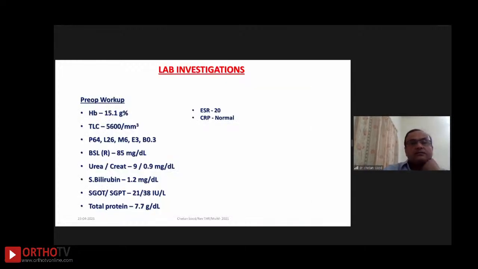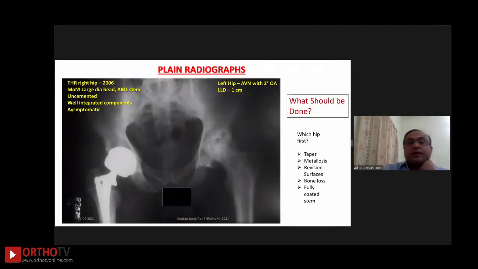What all his investigations are: the labs are normal, the CRP was not raised, the ESR was not raised, but that's it. So with this background, we were in a fix. So what should we do with this patient? Should I stop here to ask what the faculty would like to say?